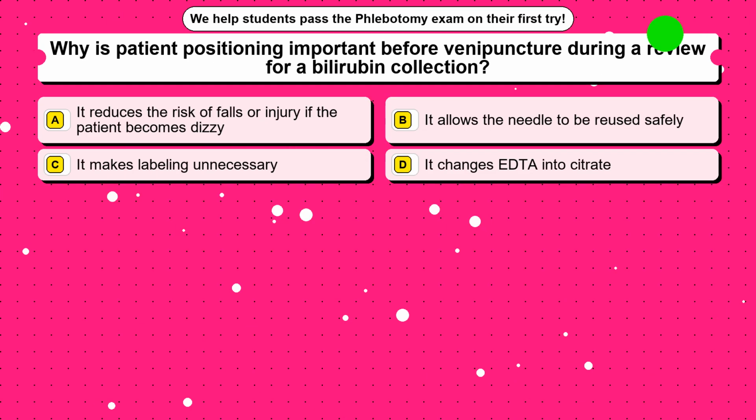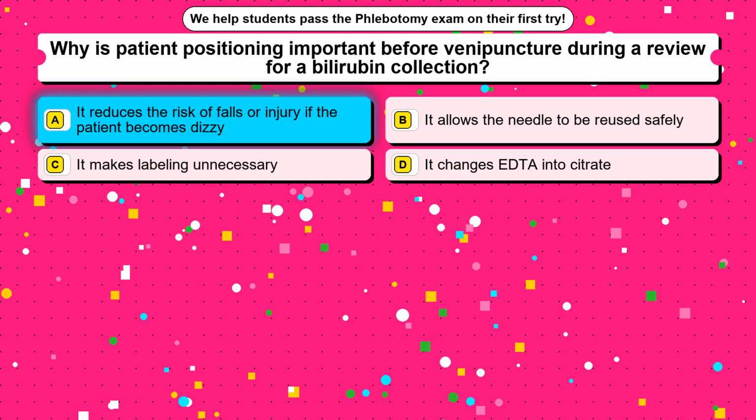Question 63. Why is patient positioning important before venipuncture during a review for a bilirubin collection? Option A. It reduces the risk of falls or injury if the patient becomes dizzy. Option B. It allows the needle to be reused safely. Option C. It makes labeling unnecessary. Option D. It changes EDTA into citrate.